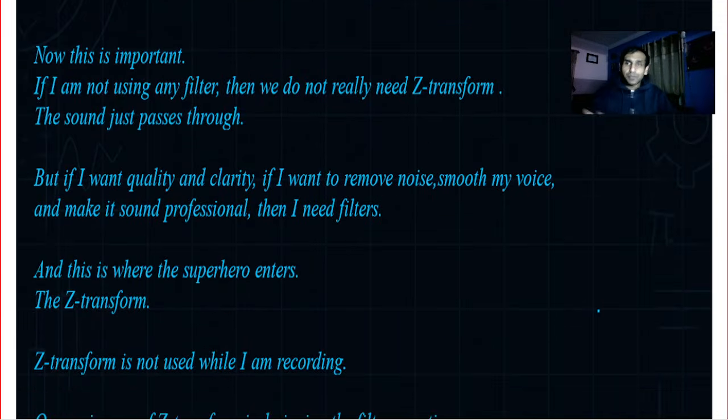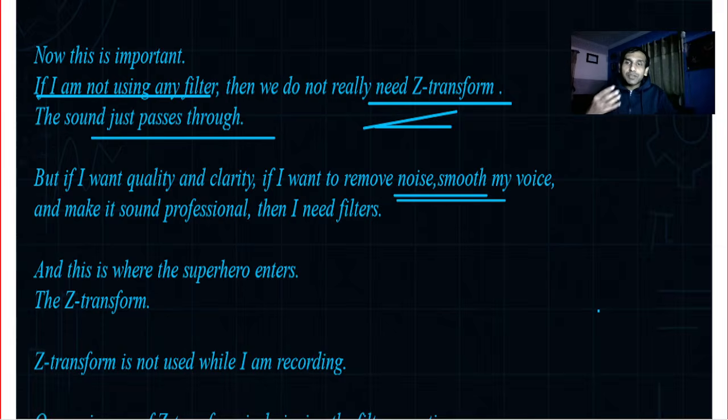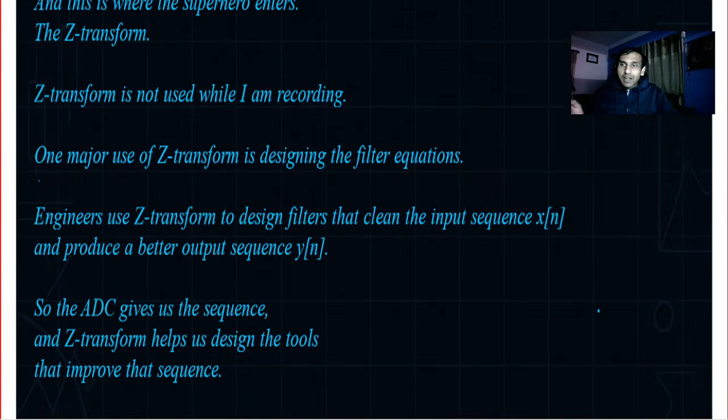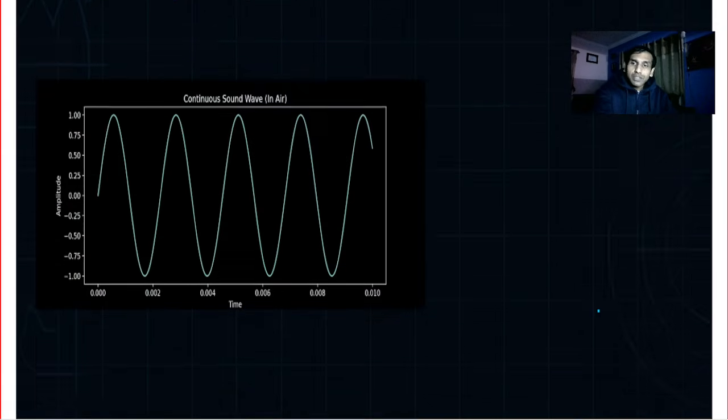So if I am not using any filter, then we don't need Z transform. The sound will just pass through, but you will hear all the background noise and the quality will not be good. Now, if you are designing a noise filter, the audio engineers will learn what all factors are giving us the disturbance. So the Z transform is very useful in designing the filter equation. Anyway, now let's go for the math.